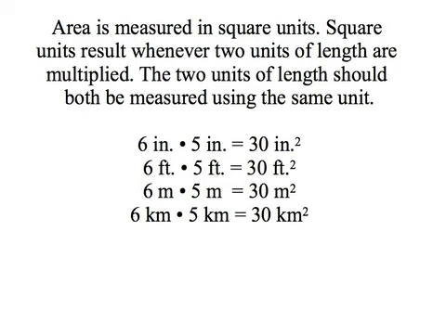So if we used inches, it would be 6 inches by 5 inches or 30 square inches. 6 feet by 5 feet, 30 square feet. 6 meters by 5 meters, 30 square meters. And 6 kilometers by 5 kilometers would be 30 square kilometers.